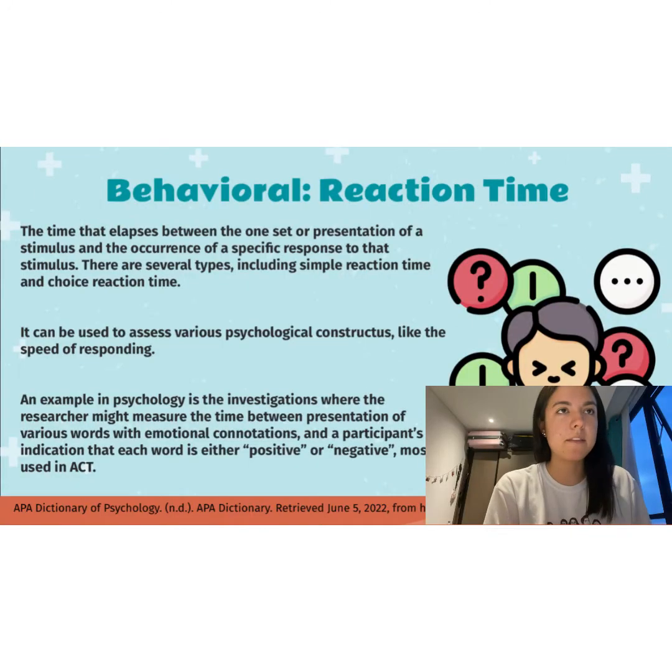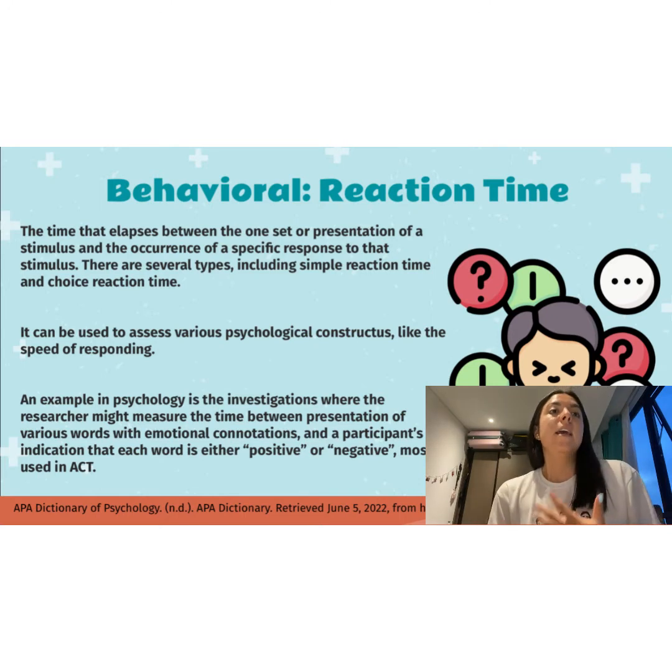So first we have the behavioral reaction time. This is the time that elapses between the onset or presentation of a stimulus and the occurrence of a specific response to that stimulus. There are several types, including simple reaction time and choice reaction time. This is very easy because it already says in the name. The simple reaction time is when it is almost an instinct, and the choice reaction time is when you literally choose how to react and when to react.